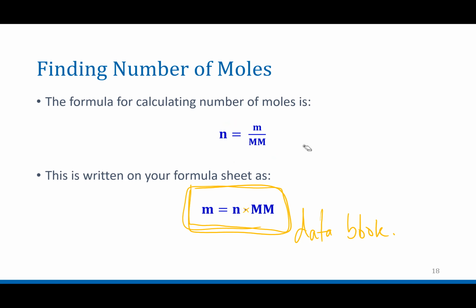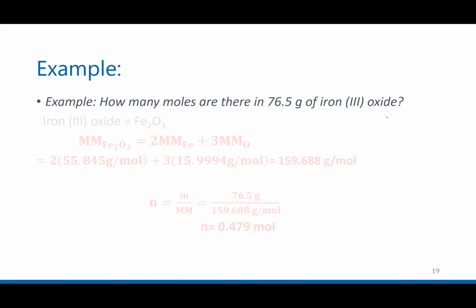So here, let me break this down for you guys. So N is mole. M is mass. That makes sense, doesn't it? We use a nice M for mass. And MM is molar mass. All right, so let's do some practice with this. And again, this will get you ready, completely ready for that lab number 7.